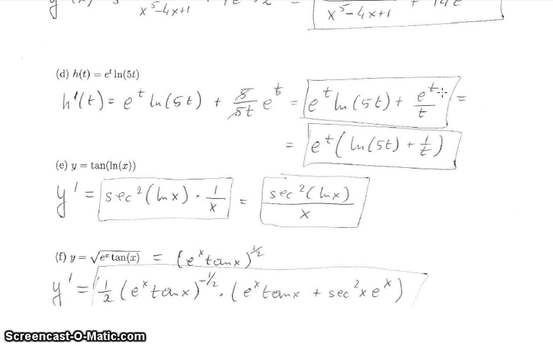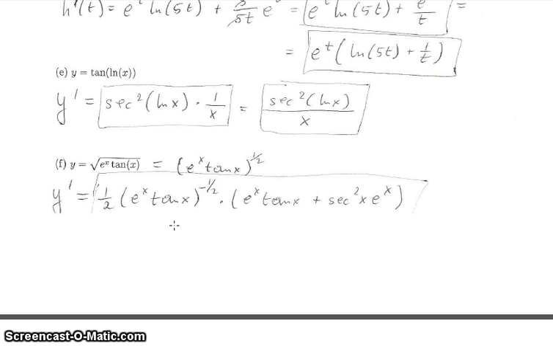You could also factor out e to the t, so it's e to the t times natural log of 5t plus 1 over t. E, y is equal to tangent of natural log of x. That requires chain rule. So the derivative, the outer function is tangent of the argument. So the derivative of tangent is secant of argument squared times, and now by the chain rule you have to multiply by the derivative of natural log of x. The derivative of natural log of x is 1 over x. So this is your answer, or you can write it with x in the denominator like this.